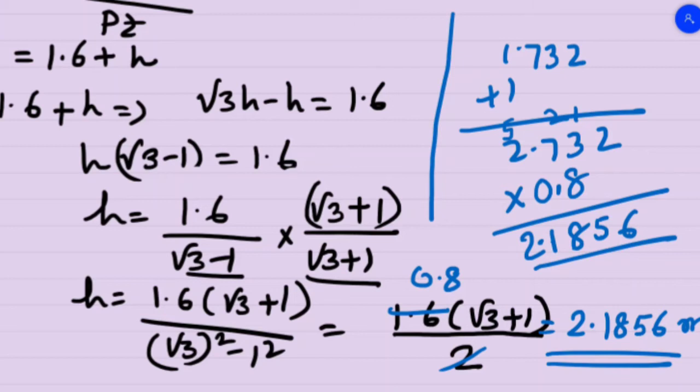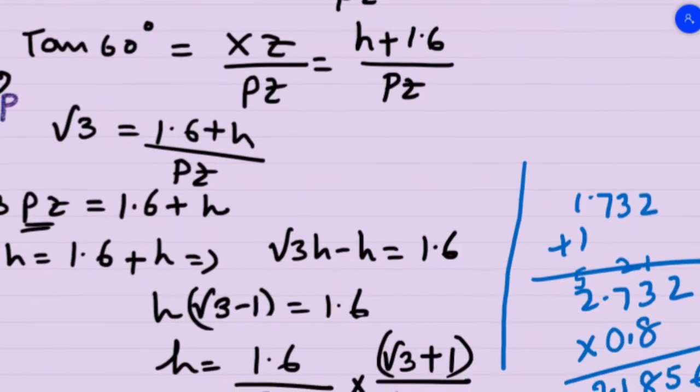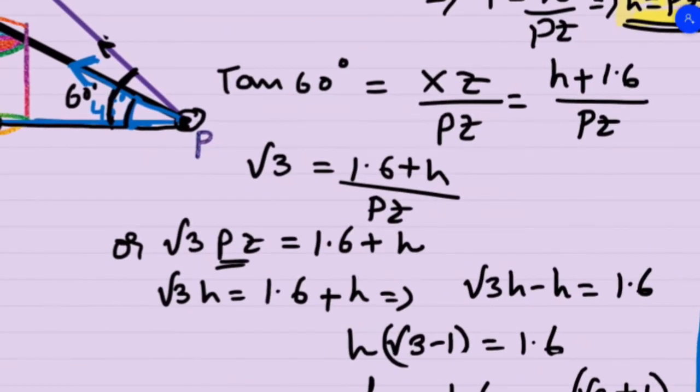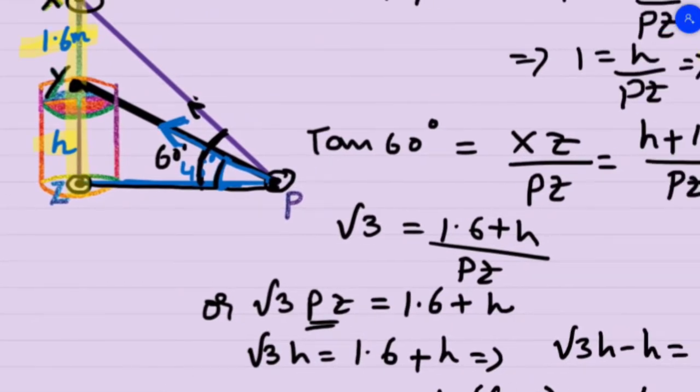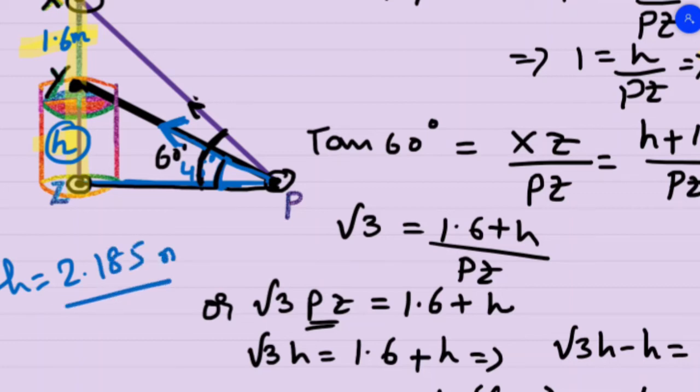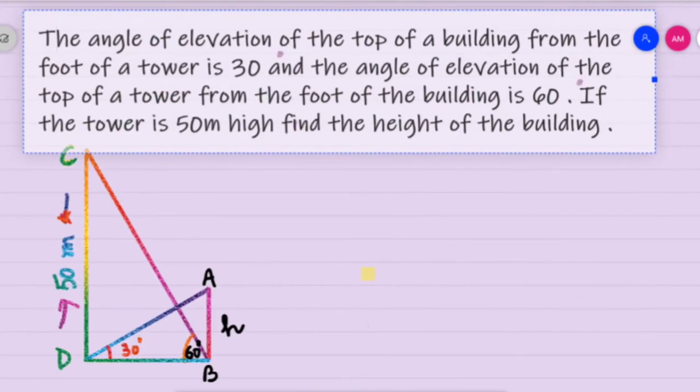So this is the final answer. The height of the pedestal. You need to find the height of the pedestal. So the value of h is how much? 2.185. So this value is equal to, h will be equal to 2.185 meters. Come on children, let us see the next question.